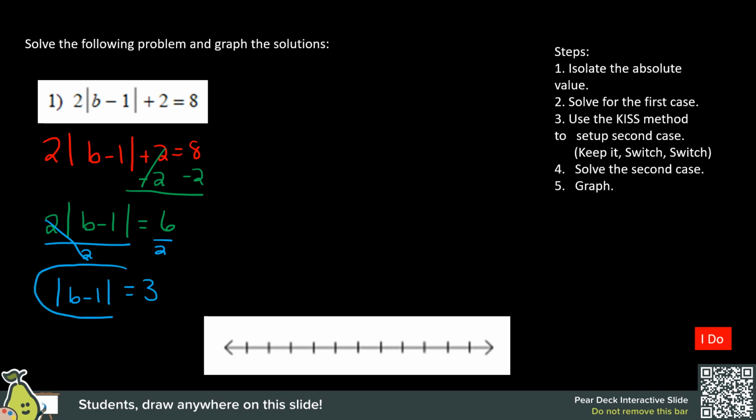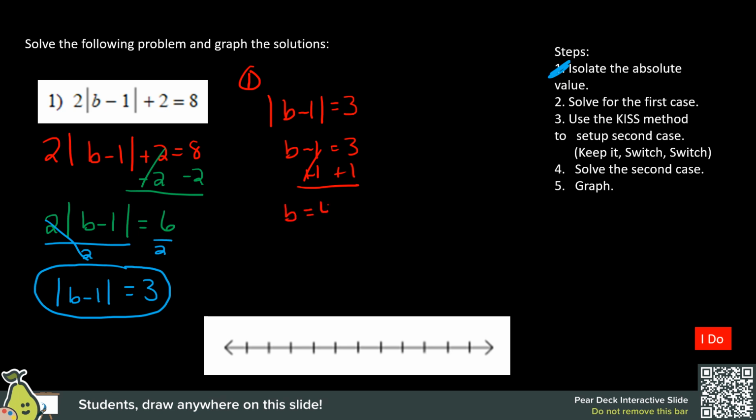And I'm going to circle this. It is not our answer, but this is the isolated form of our absolute value. So we're done with step 1 here. For step 2, we can solve the first case. We start with the isolated absolute value, the absolute value of b minus 1 equals 3. I can drop the absolute values. I have b minus 1 equals 3. I can add 1 to both sides, and I get that b equals 4.